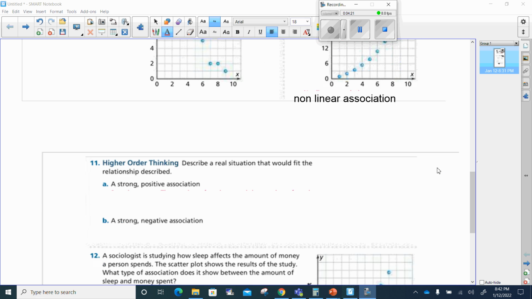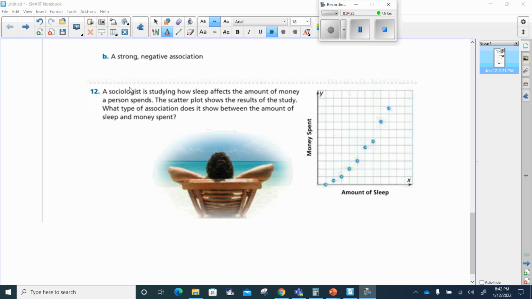Next, number 11 is yours, 12 will be mine. A sociologist is studying how sleep affects the amount of money a person spends. The scatter plot shows the result of a study. What type of association does it show between the amount of sleep and money spent? Well, as you sleep more, it looks like you spend more money. When I get less sleep, I'm not spending nothing, and then as hour by hour goes by, it seems I'm spending more money.